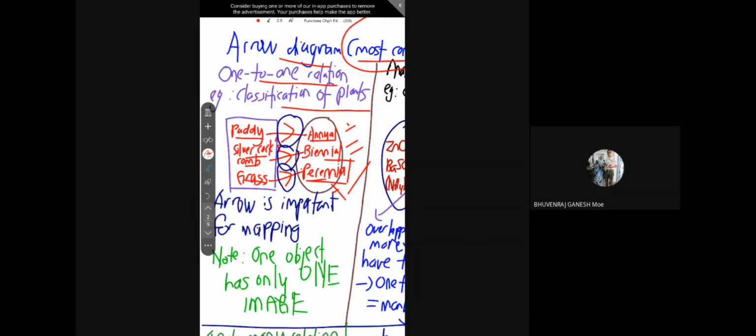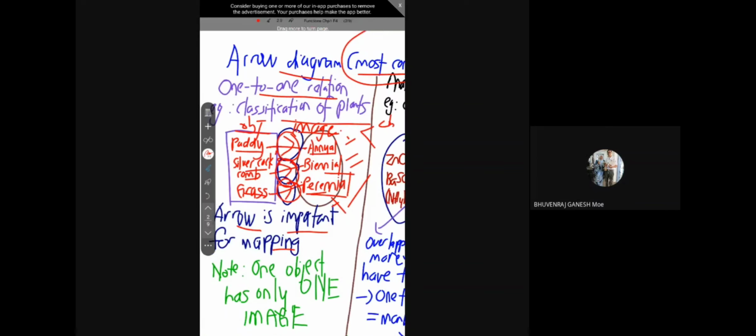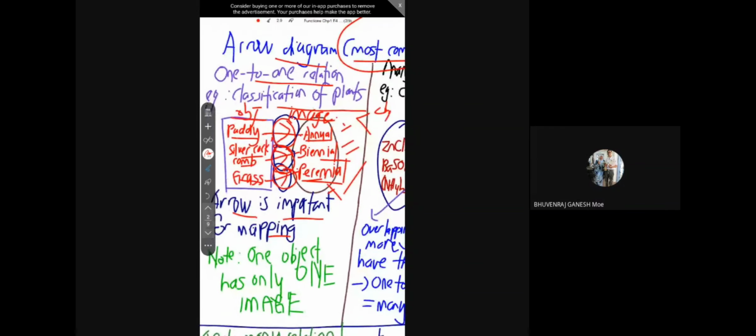So key thing here, arrow is important to do the mapping, because arrow is going to show you from the object what is the image. These are the two words we will use here: object and image. The left side is the object, the right side is the image, but this one depends on the arrow. So let's say they want to switch. If they put the arrow this way, means object is going to be here, object, and image is going to be here. So whatever it is, the object has to pair to the image. So the direction of arrow will follow that way.